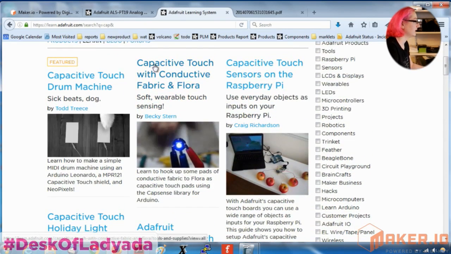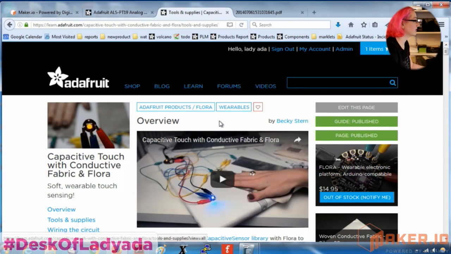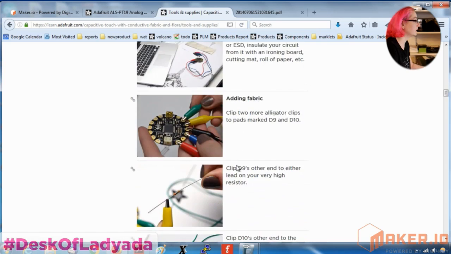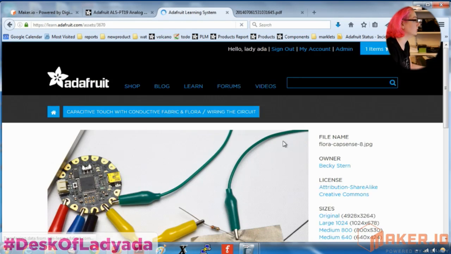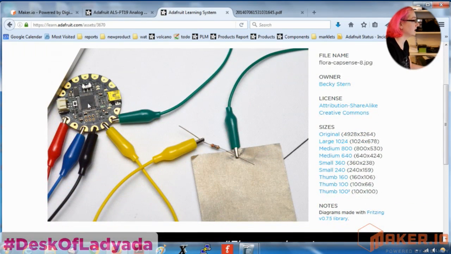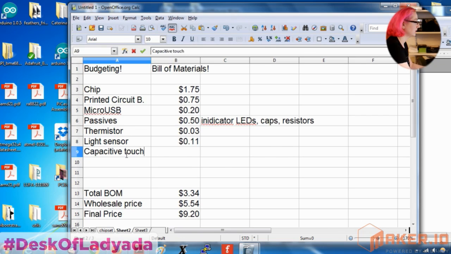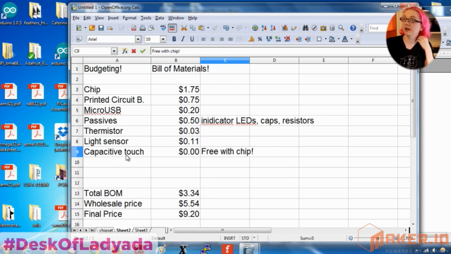Hey, we did a project on doing capacitive touch with Flora. So this project that we did, we had already evaluated, can you do capacitive touch? And it's actually quite easy. You just connect a large pull-up resistor, and you just connect it to something conductive, and you've got capacitive touch. So what's really neat is that capacitive touch is free with this chip, because the processor that I'm using has that ability.